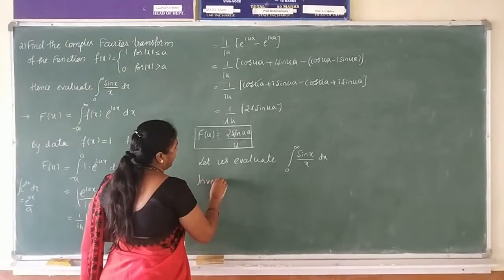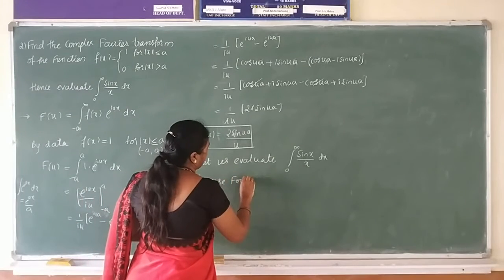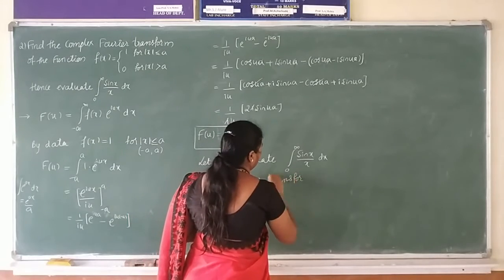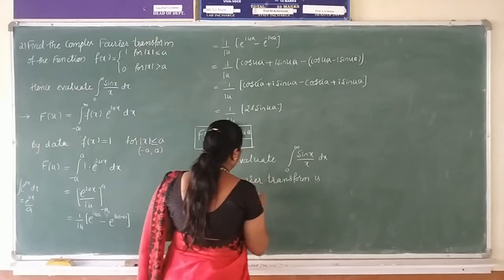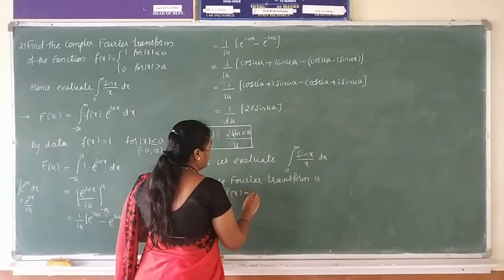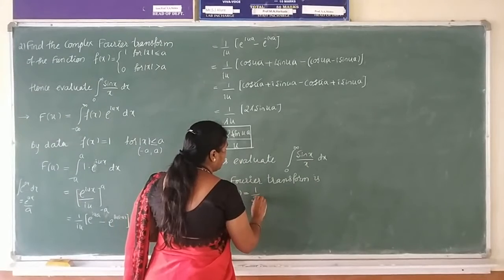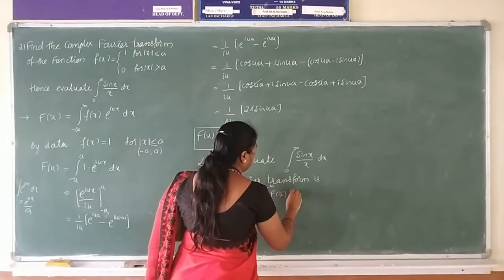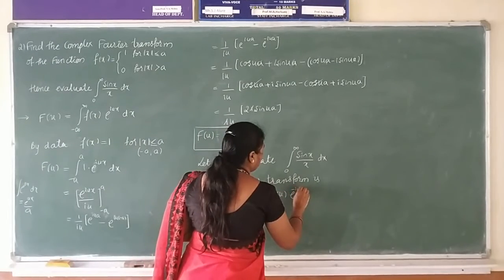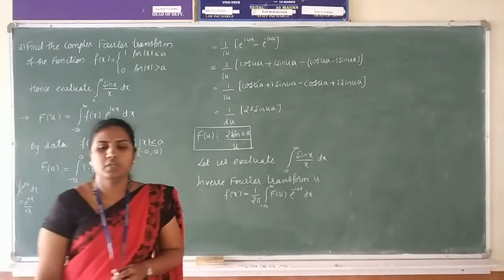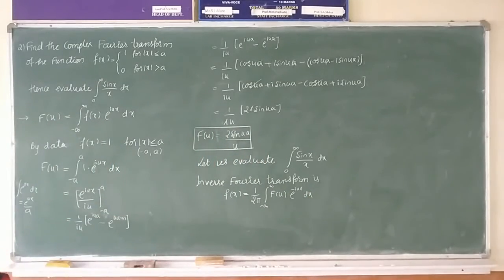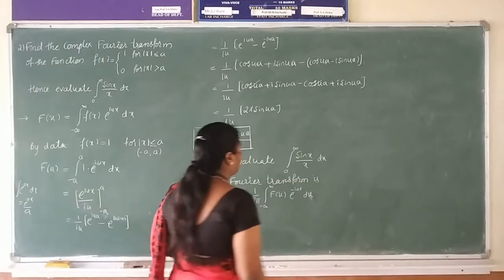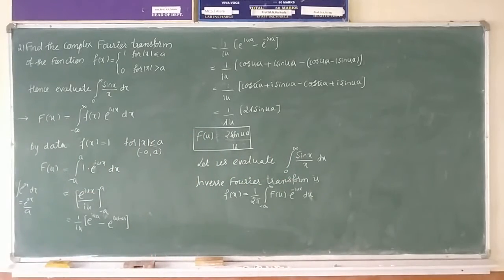Inverse Fourier transform is f of x equals 1 upon 2 pi integration minus infinity to infinity F of u into e to the power minus iu x into du. Here we are doing integration with respect to u.